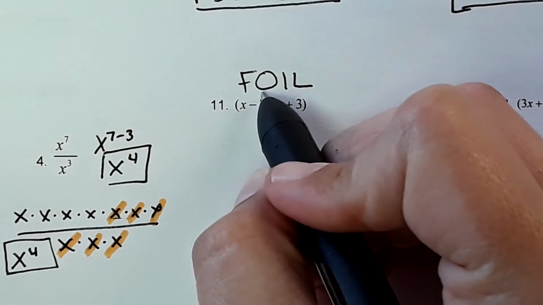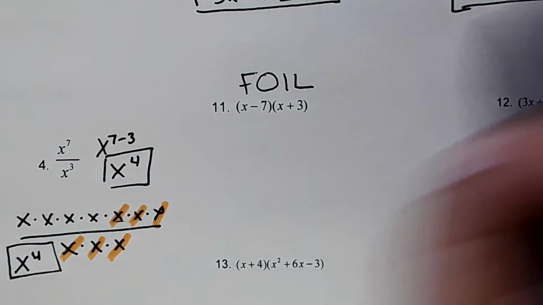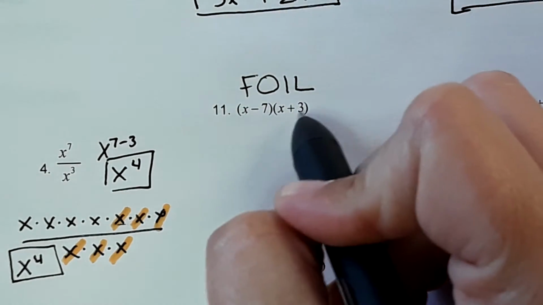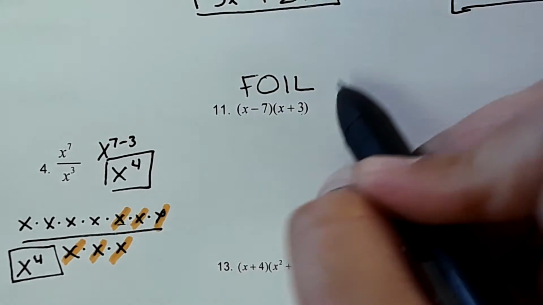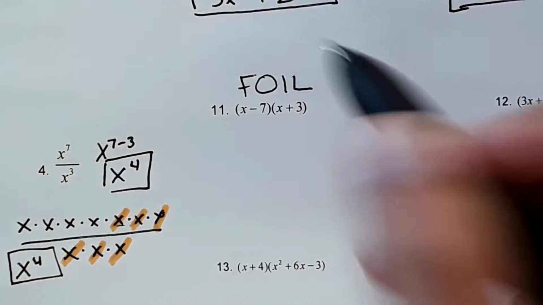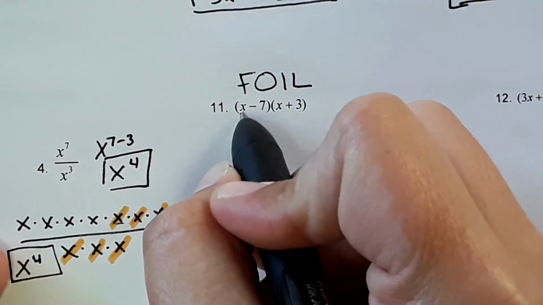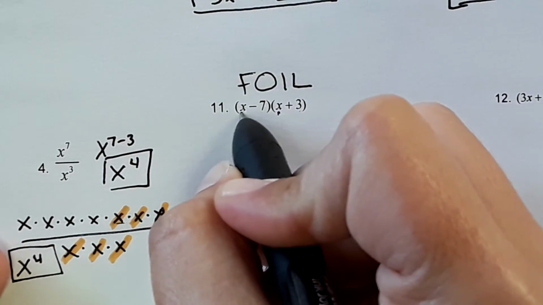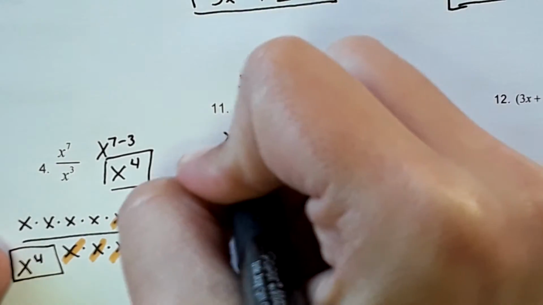FOIL stands for first, outside, inside, last. And it just makes sure that you are multiplying this by both of those terms and multiplying this by both of those terms. So by using FOIL, you just make sure that you don't miss anything. So first means that we're multiplying the first term by the first term in the parentheses. So it'd be x times x would be x squared.